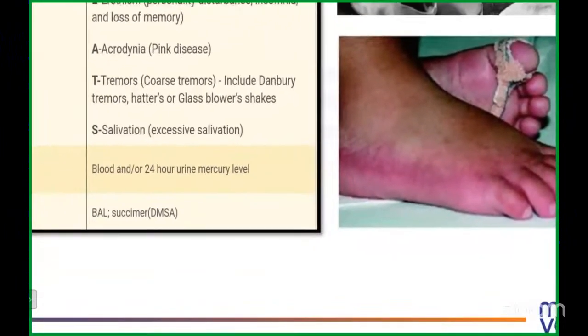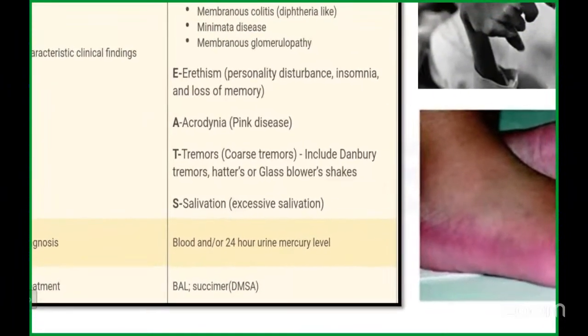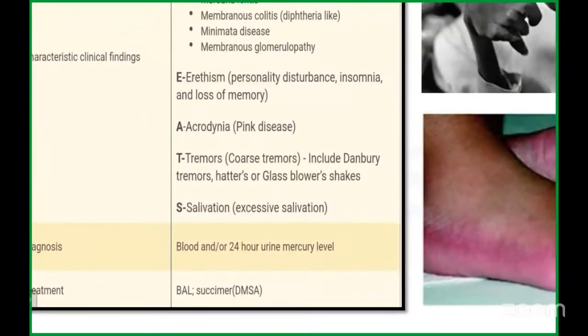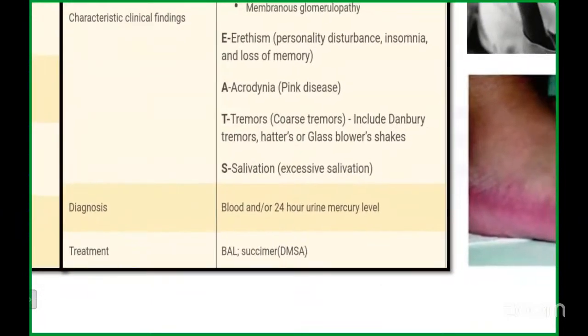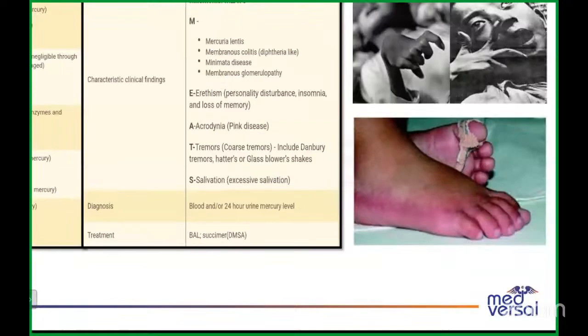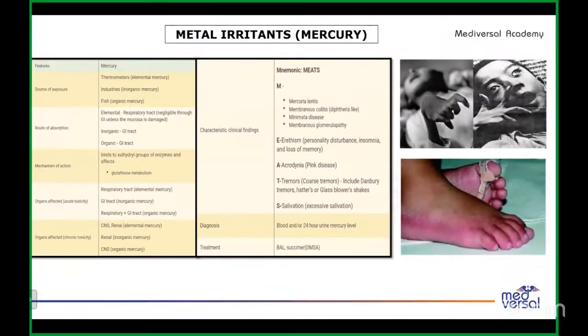You can see this. T for tremors, which are coarse tremors. They're also called Danbury tremors, Hatter shakes, or Glasgow shake, which often is found in association with the neuropsychiatric features of erethism. S for excessive salivation. The diagnosis is by blood or 24-hour urine mercury level. Treatment is again DMSA.